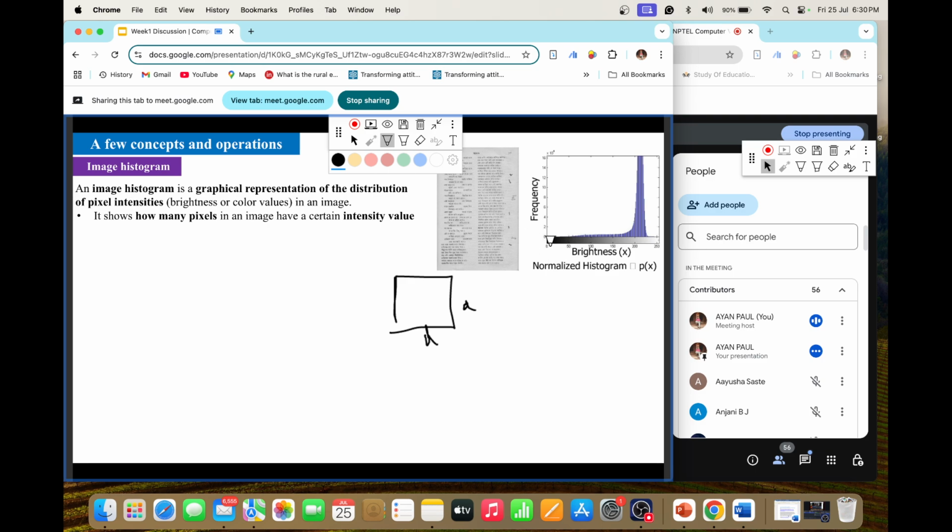How are we plotting the image histogram? On the x-axis we keep the pixel values 0, 1, 2, 3, 4 up to 255, and for frequency, how many times 0 is occurring, how many times 1 is occurring, how many times 2 is occurring, like that. By that we can plot this graph, and this graph is known as the image histogram. Again I am repeating, the image histogram is a graphical representation of the distribution of pixel intensity, the brightness or color values in an image. It shows how many pixels in an image have a certain intensity value.